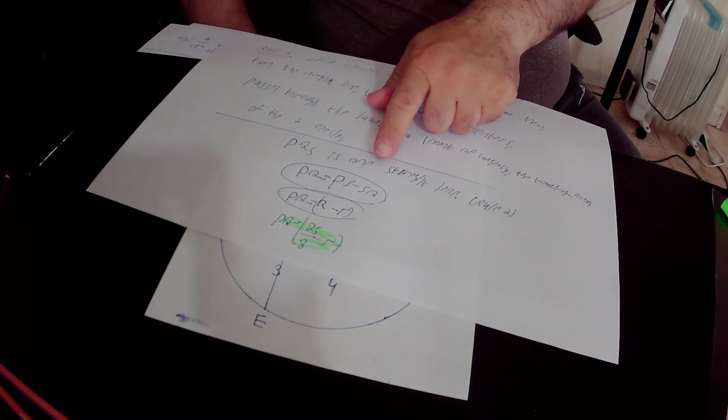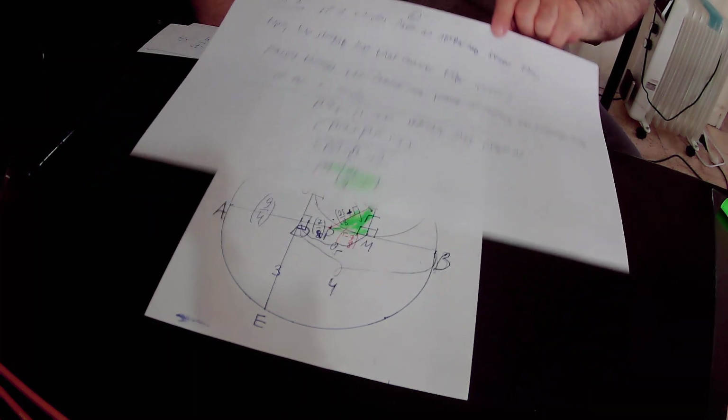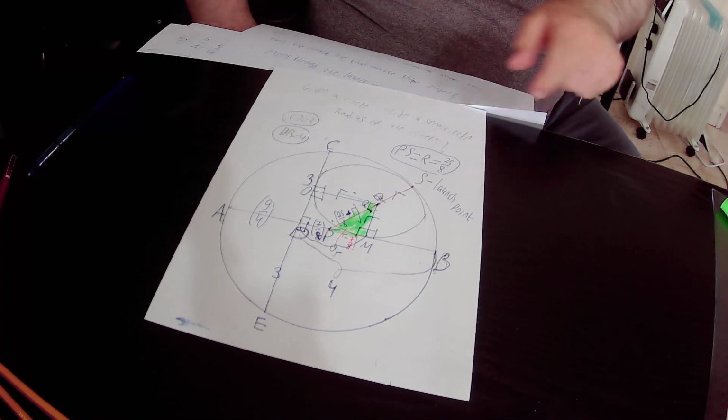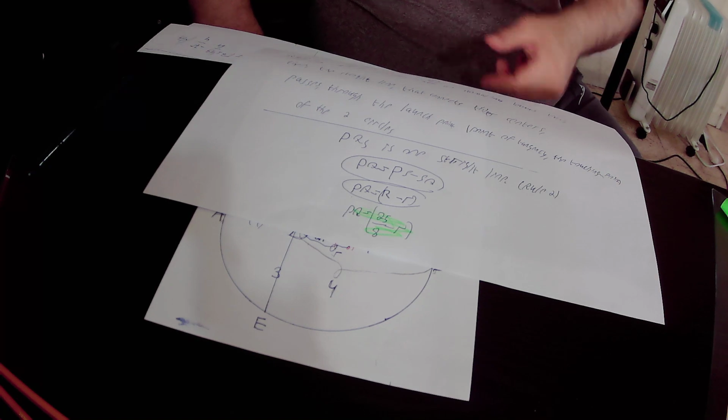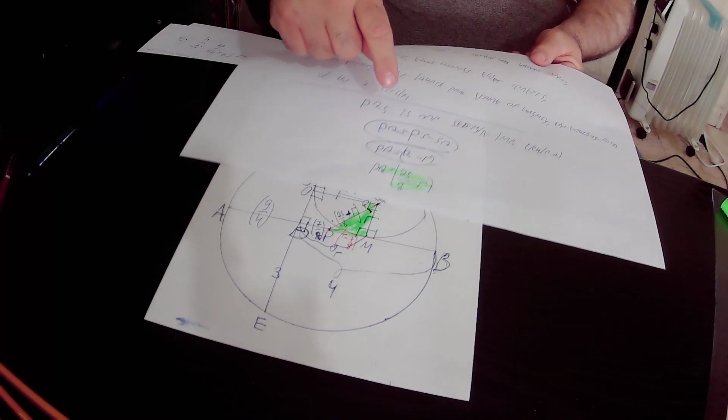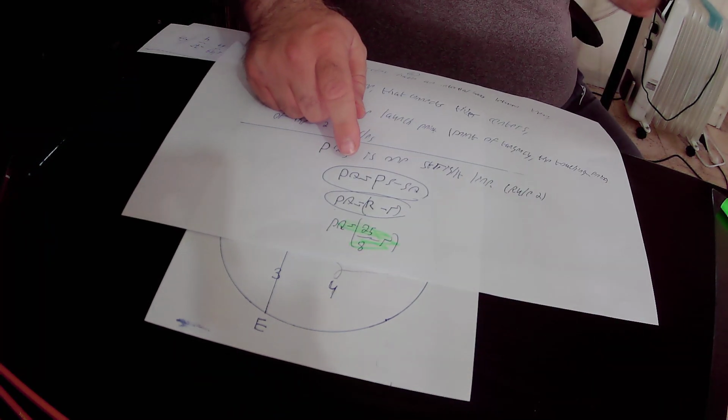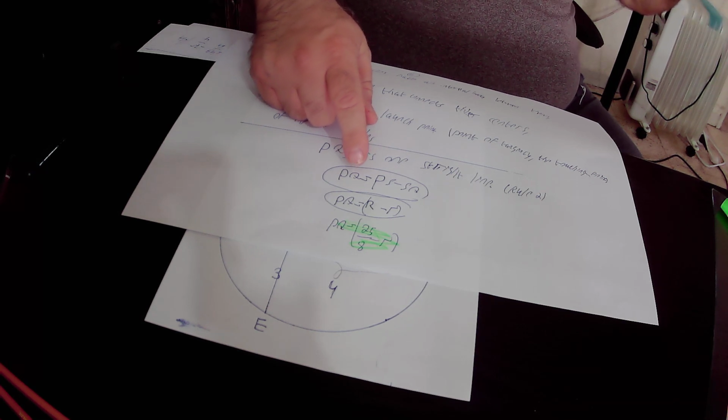PQ equals PS minus QS. We have already found out that PS equals capital R, so we substitute PS by capital R. And QS, we have already found out that QS equals small r. In conclusion, we found out that PQ equals capital R minus small r.